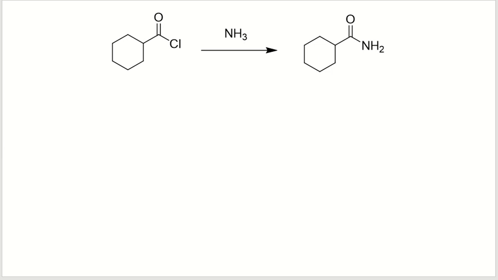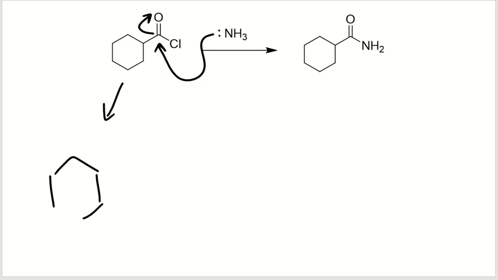So the first step of these reactions, because chlorine is a good leaving group, these acid chlorides are great electrophiles. We don't need to do any proton transfer to begin with. What's actually going to happen first is our nucleophilic attack. And we're going to add our amine, or in this case ammonia, to the carbonyl. The chlorine is not going to get kicked out yet.